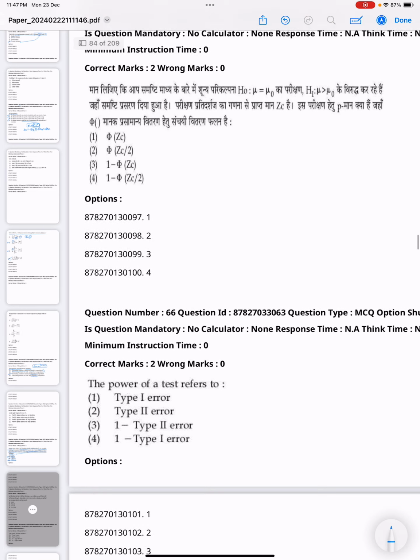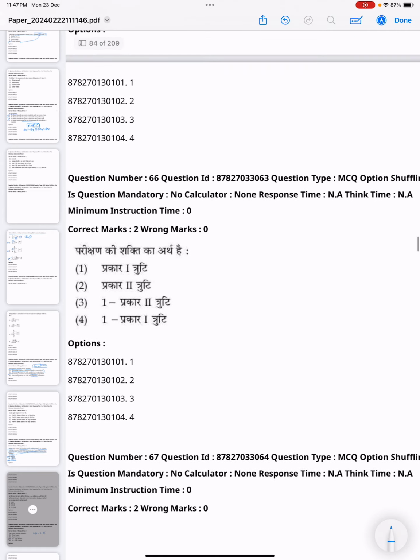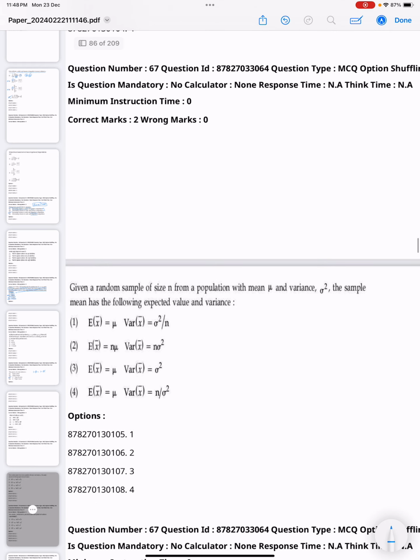Okay, now the power of test. Power of test is 1 minus beta, which is 1 minus the probability of type 2 error. So this was a straightforward question only. Coming to 67. Given a random sample of size n from a population with mean mu and variance sigma square, the sample mean has the following expected value and variance. Expected x cannot be this.